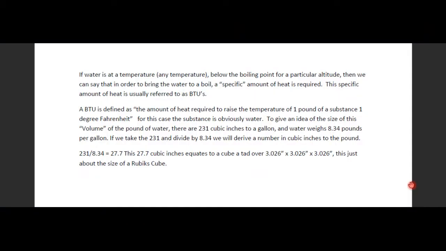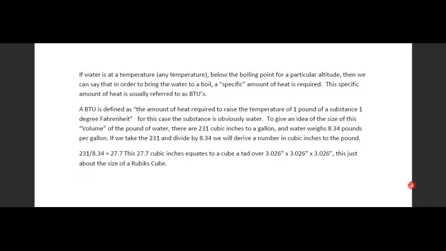If we have water at any temperature below the boiling point for a particular altitude, then in order to bring the water to a boil, a specific amount of heat is required. This specific amount of heat is usually referred to as BTUs. A BTU is defined as the amount of heat required to raise the temperature of 1 pound of a substance 1 degree Fahrenheit. In this case, the substance is obviously water.